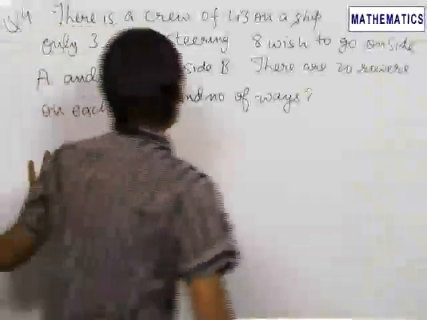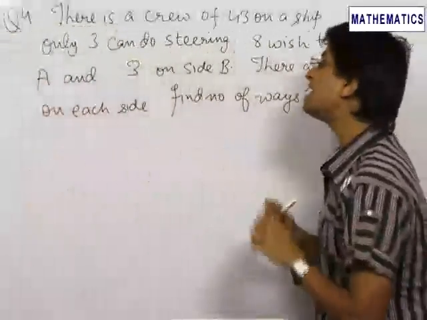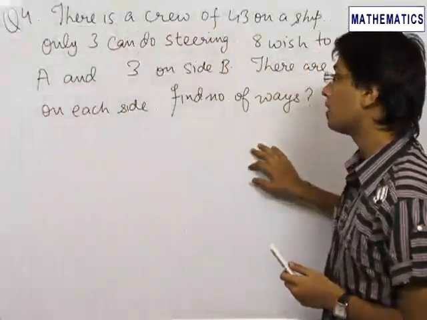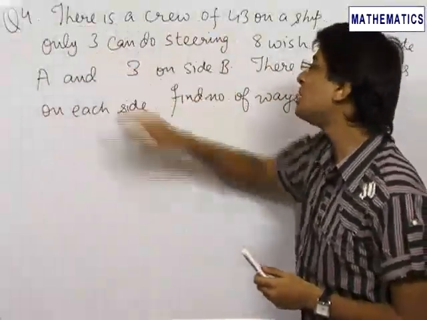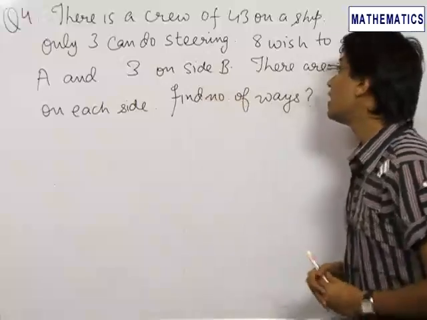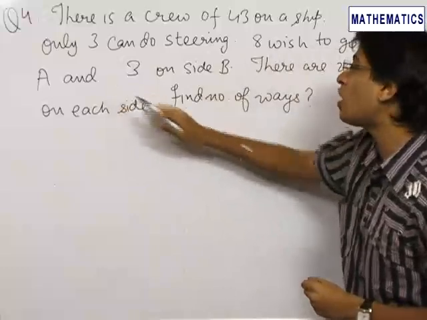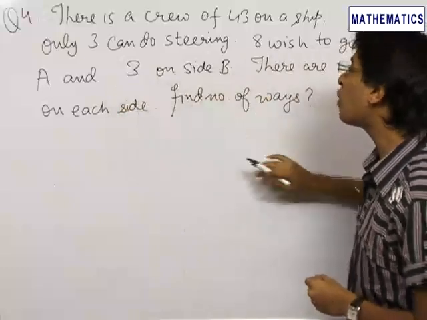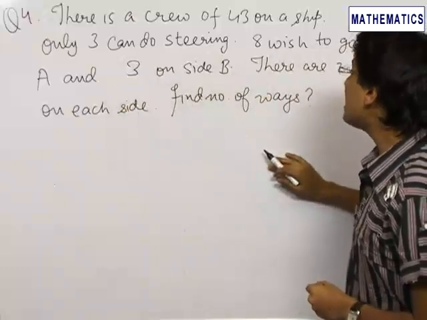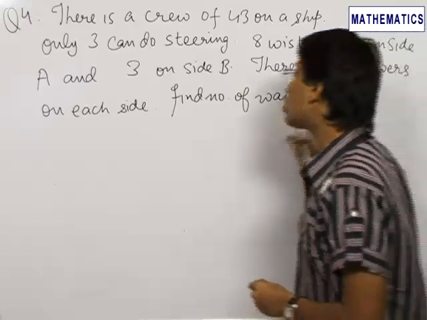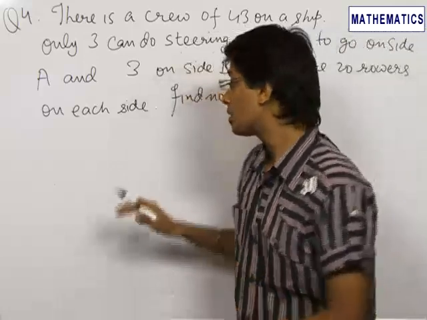Now next problem is a comparatively easy problem. We have a crew of 43 people on a ship. Out of these 43 people, only 3 people can do steering. Out of these remaining 40, 8 wish to go on side A of the ship and 3 on side B of the ship. And each side of the ship can have 20 rowers. We need to find the number of ways for making this happen.